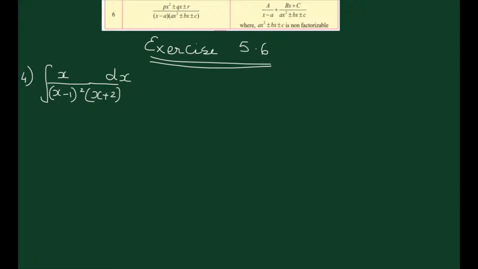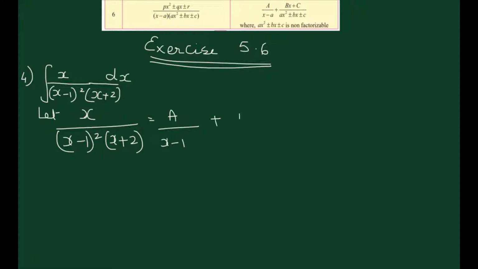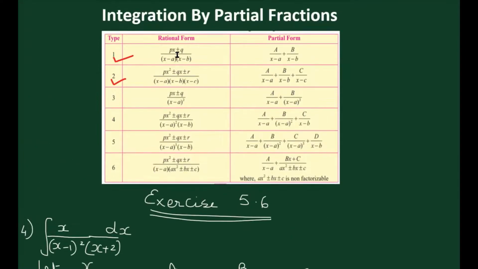Now over here we write like we did in the previous sum. We write let x upon (x minus 1) square into (x plus 2) is equal to a upon (x minus 1) plus b upon (x minus 1) square plus c upon (x plus 2). As you can see from the table, it is of this form, that is the fourth one, whereby we convert it this way. Okay, so coming back to the sum now.